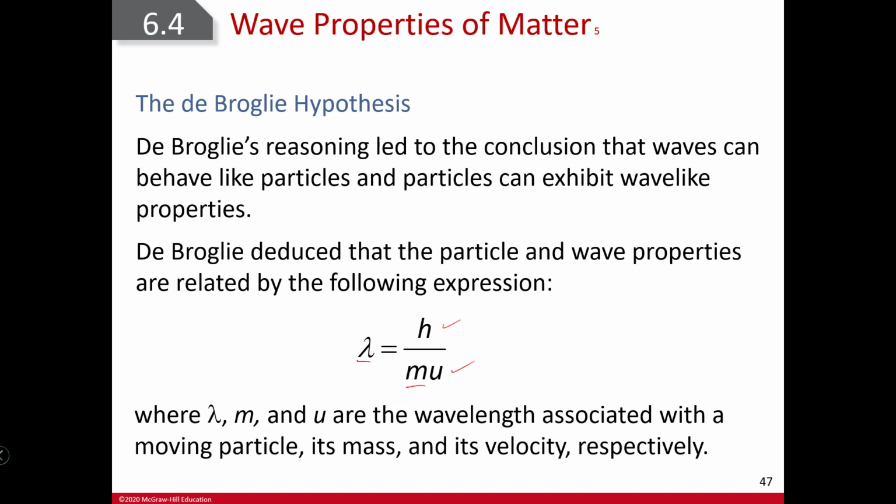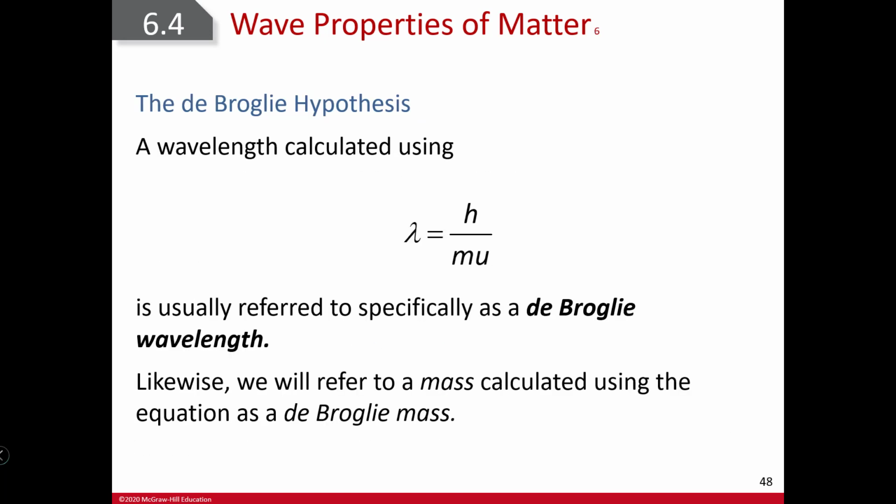Well, it's saying that here's a mathematical equation that describes a particle in that it has mass and velocity, and that it also has wave-like properties. So this is a really cool equation. It is a hypothesis. It's not a theory. It's not a law. It's something that de Broglie came up with to show that relationship. Okay, so it's called the de Broglie wavelength.